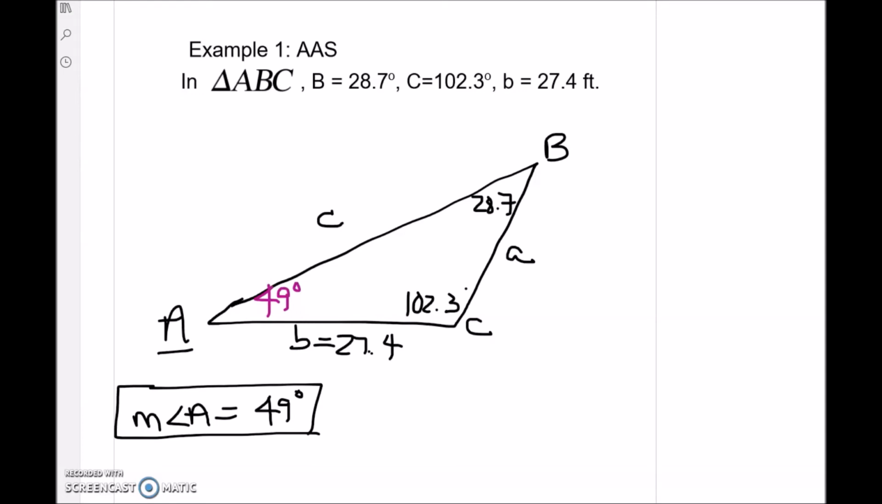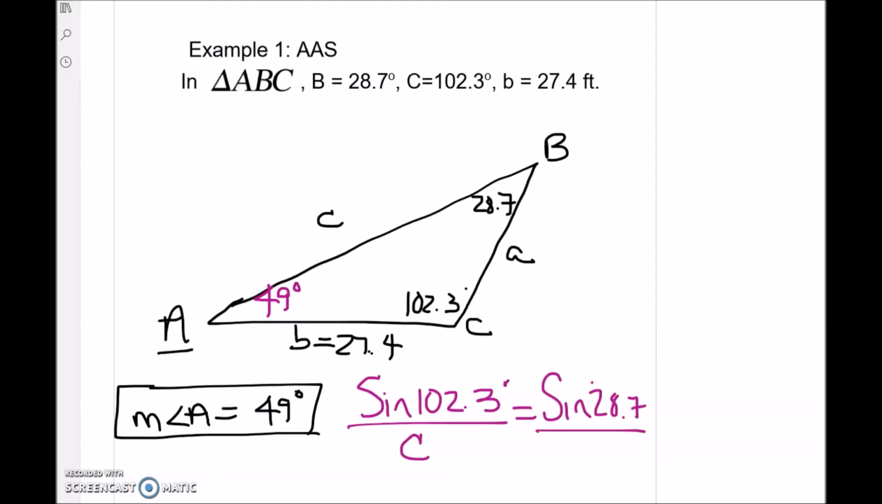So I know that I have sine of 102.3 all over side C, which I'm trying to find, and then I need to use B, angle B and side B because I don't know side A yet. So I'm going to do sine of 28.7 all over the side, 27.4. Sorry, that looked like a point, but 27.4. And then to solve your proportion, remember that you're just going to cross multiply.